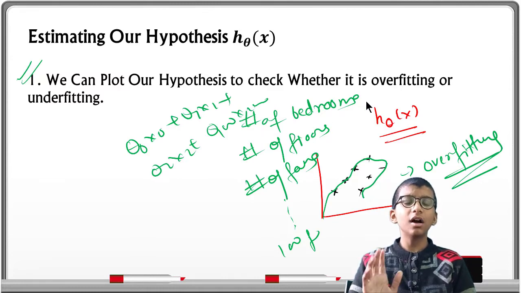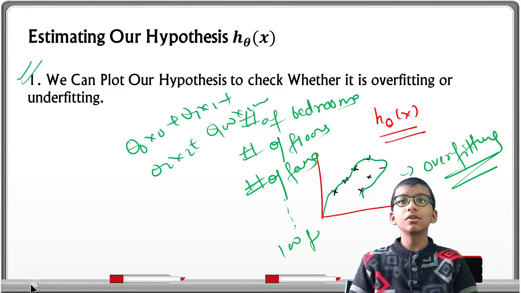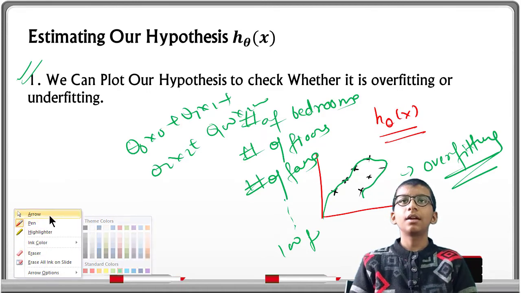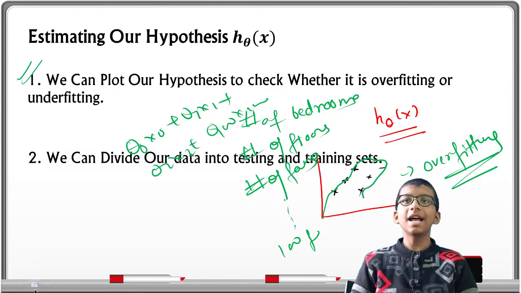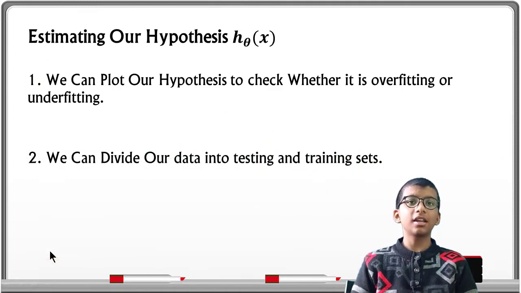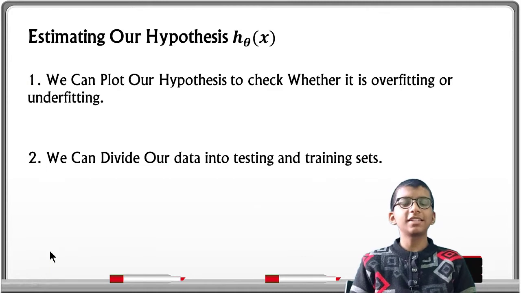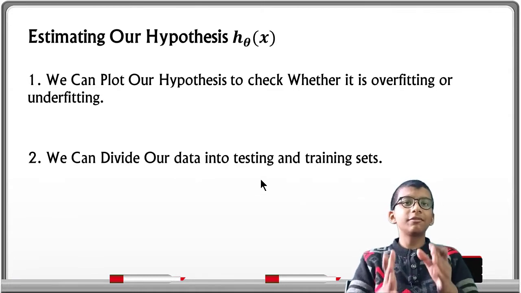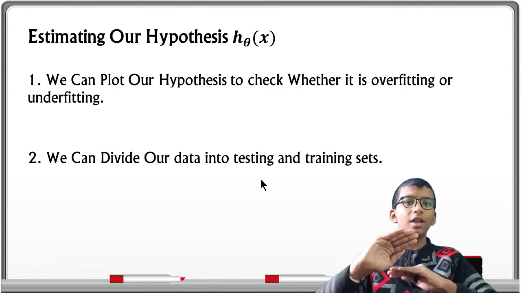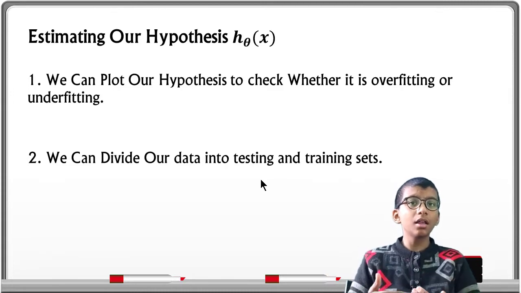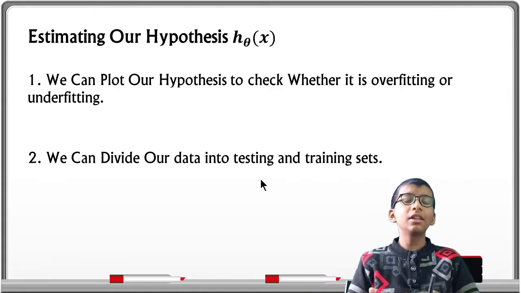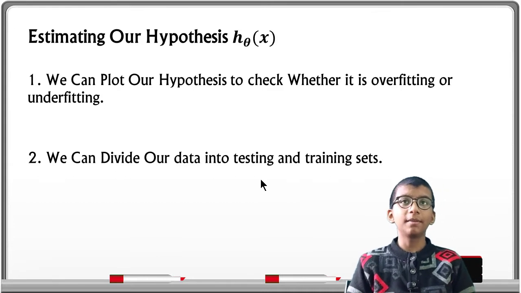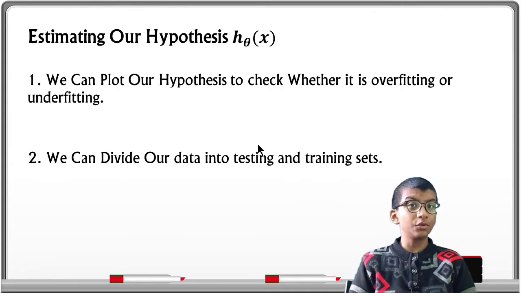So another solution is that we can divide our data into testing and training sets. And what does it mean? Simply, let's say we have data, and we divide it into testing and training sets. Then we train our model on the training data, and then we evaluate our model on the testing data. This might feel confusing to you.